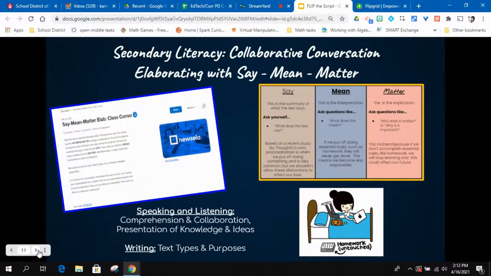Flipgrid can also be used as a collaborative conversation. This example uses an after reading strategy known as Say, Mean, Matter. After reading a Newsela article about procrastination and homework, students use the Say, Mean, Matter strategy to elaborate on the author's purpose. Students prepare for the class conversation by carefully focusing on what the text says, reflecting on what that means, and considering why it matters. This Flipgrid can be used to address the speaking and listening as well as writing standards.